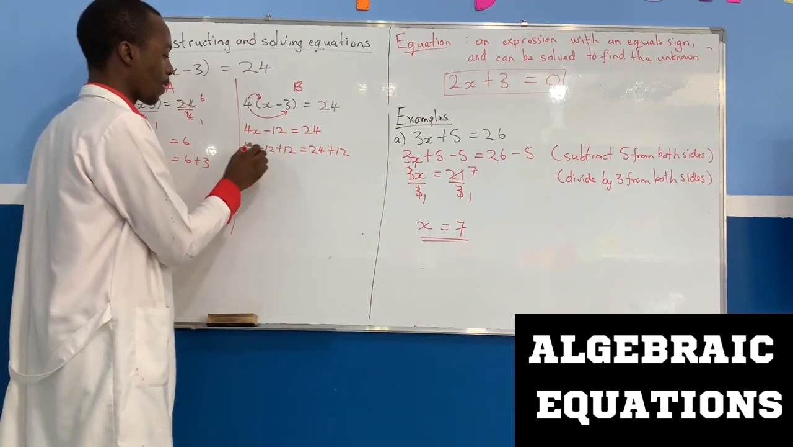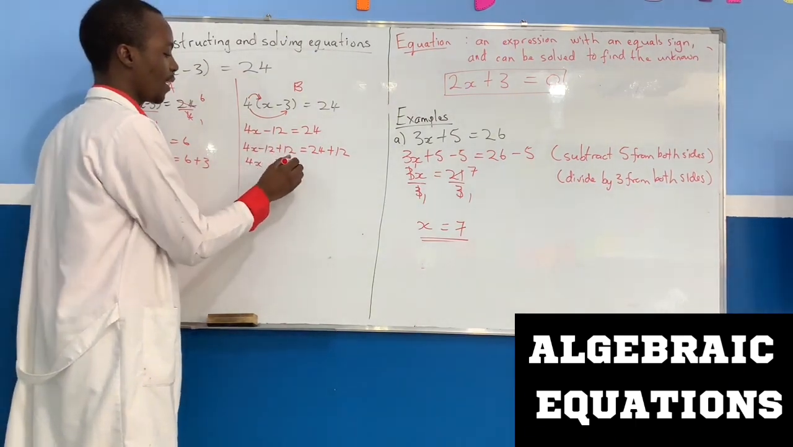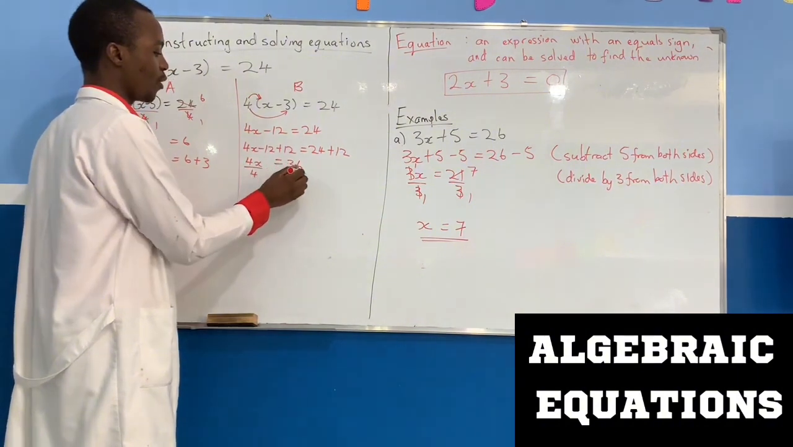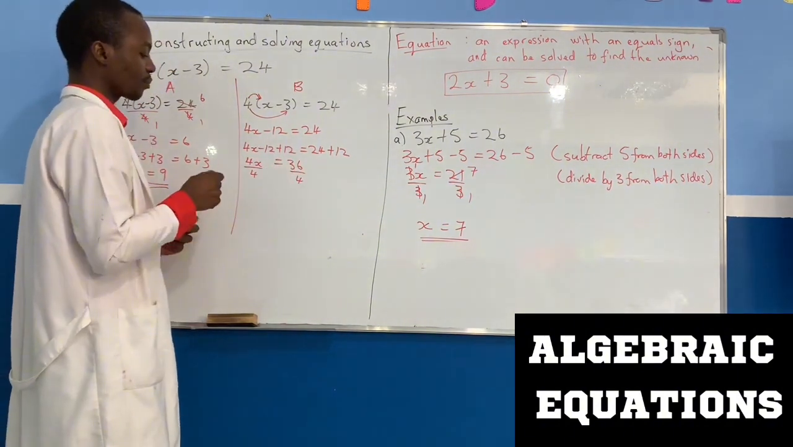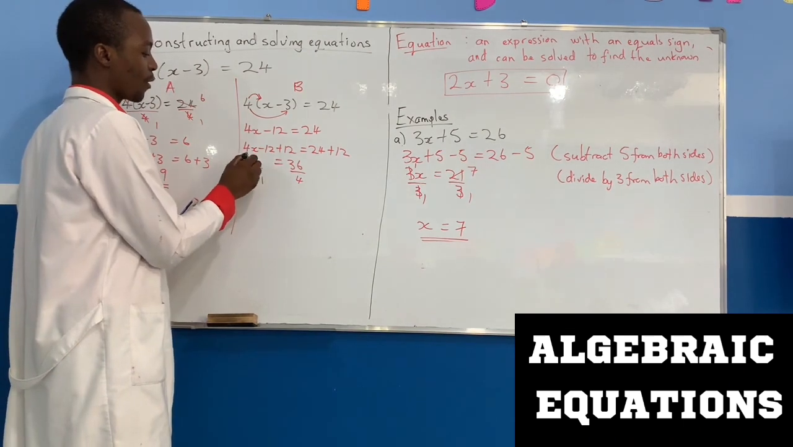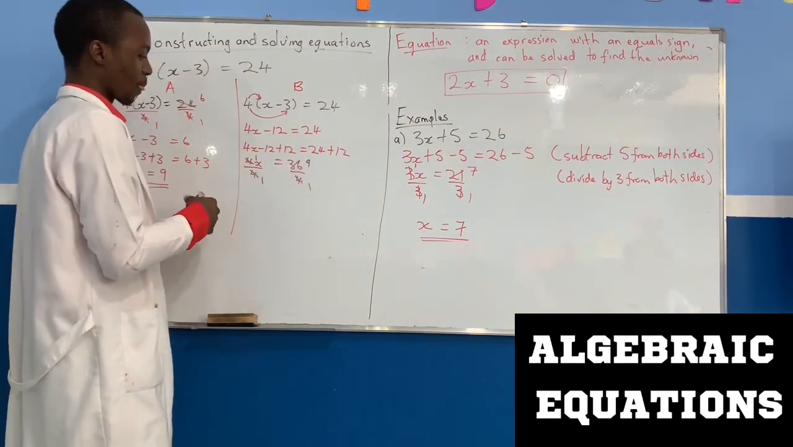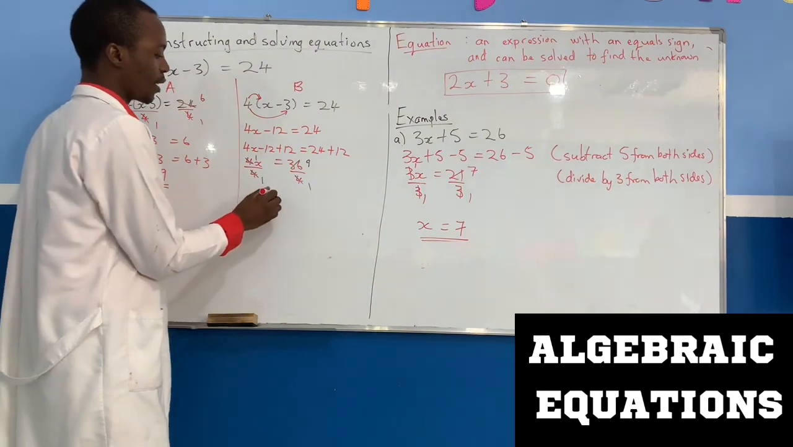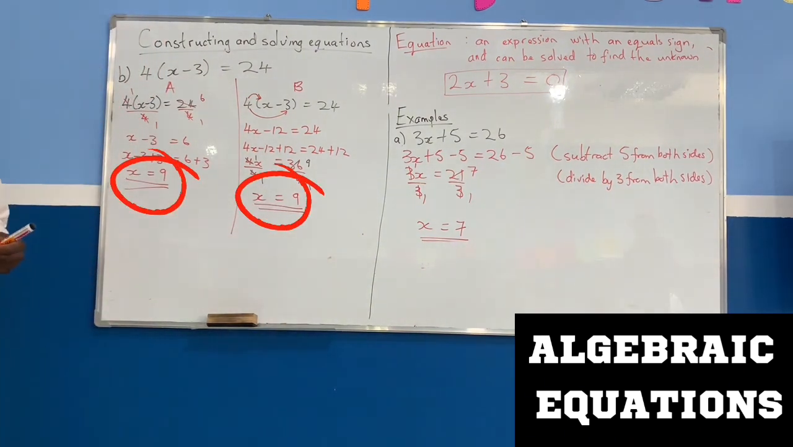So now we continue. 4x minus 12 plus 12 gives us 0. So it will be 4x equals to 24 plus 12 equals to 36. We divide both sides by 4 so that we remain with x on one side. 4 into 4, 1. 4 into 36, 9. So x is equals to 9. Which method is easier for you here? I go for B.